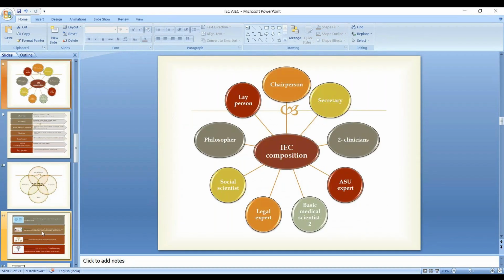If we see the IC composition, a chairperson is there. The chairperson is the king. The secretary is the pradhan; he works under the chairperson, but he is doing all sorts of work. These two are very important members, chairperson and secretary. Other than them, two clinicians are there.